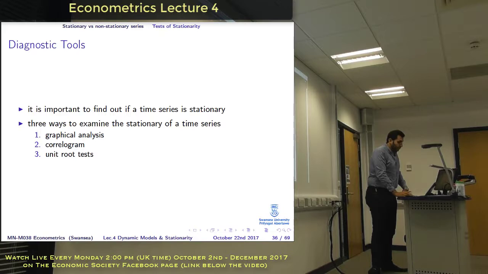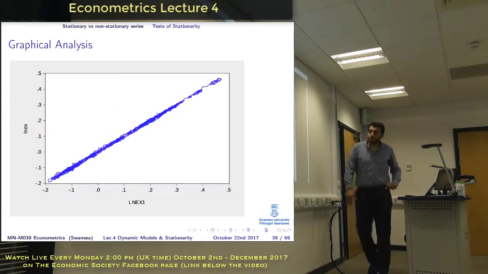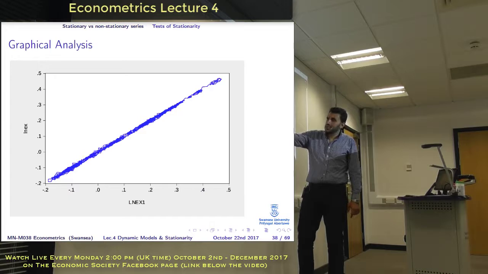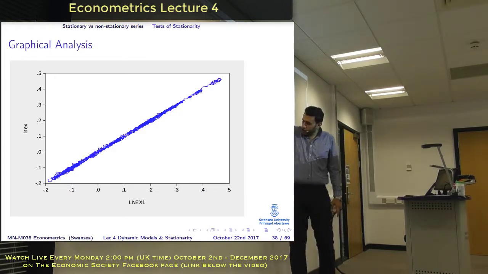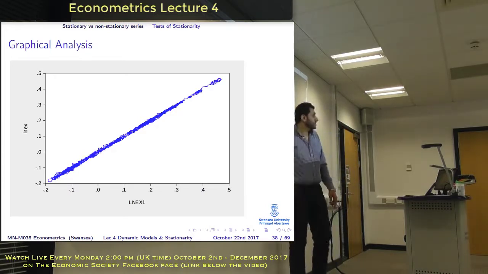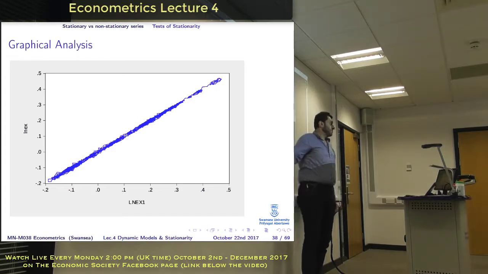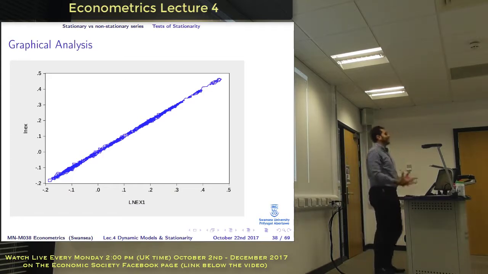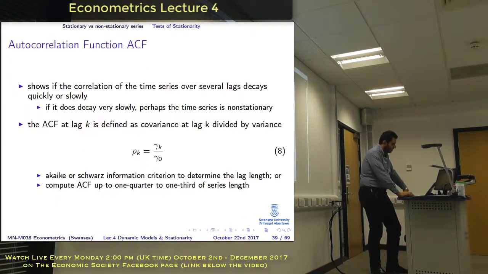But again, if you plot the data, this one is the exchange rate in time t, against the exchange rate in time t minus 1, and you see how closely they are correlated. So that tells you this series is not stationary. Okay, it's far away from being stationary.